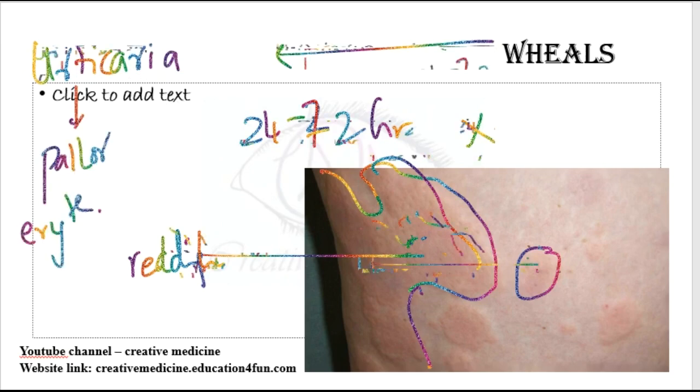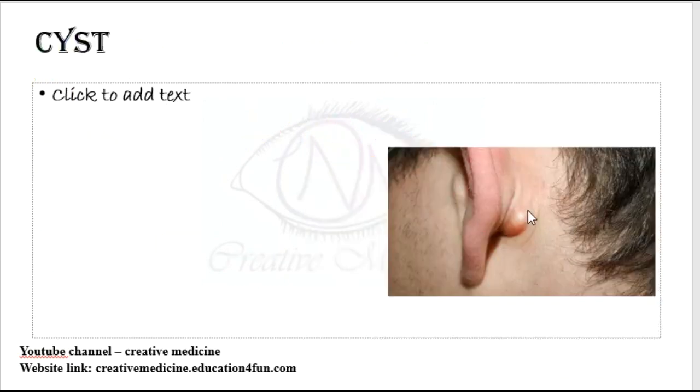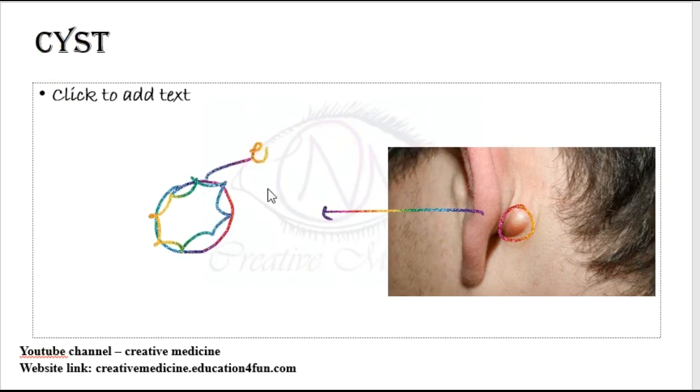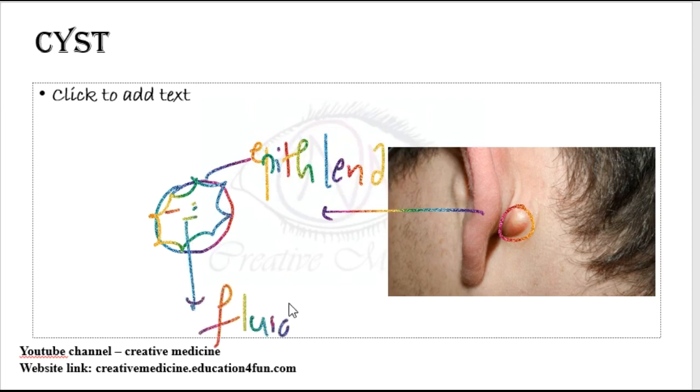Cyst. Cyst is also a primary lesion which is an enclosed cavity lined by a lining epithelium or endothelium. Cyst is filled with fluid or semi-solid material. The semi-solid material can be keratin.